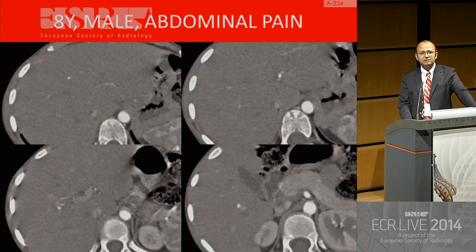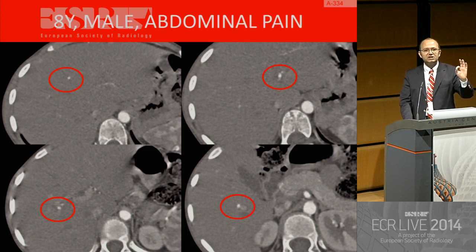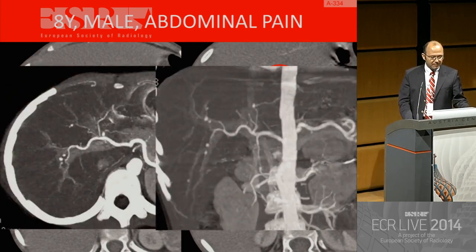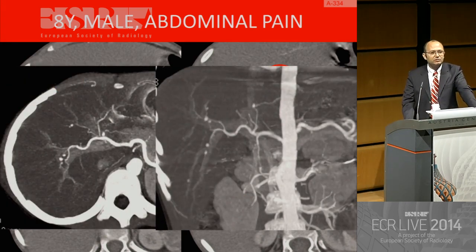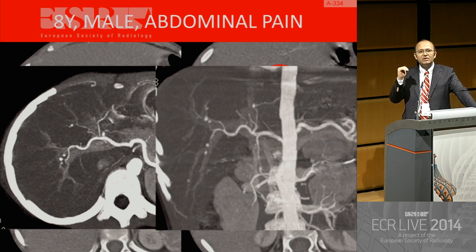Okay, how about this one? Does anyone have a diagnosis? There are 4 sub-centimeter lesions in the liver. If you haven't seen this, it is really difficult to diagnose, okay? Now I'm going to show you some MIP images because these are all aneurysms of the hepatic artery. So look at the distribution. They're periportal in distribution, and this is extremely diagnostic of this condition, which is polyarteritis nodosa.